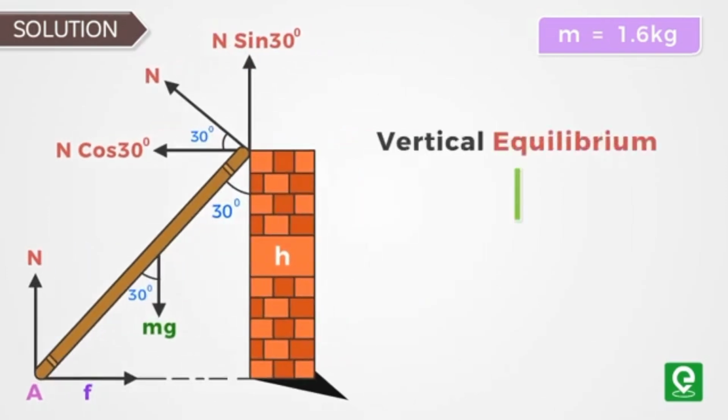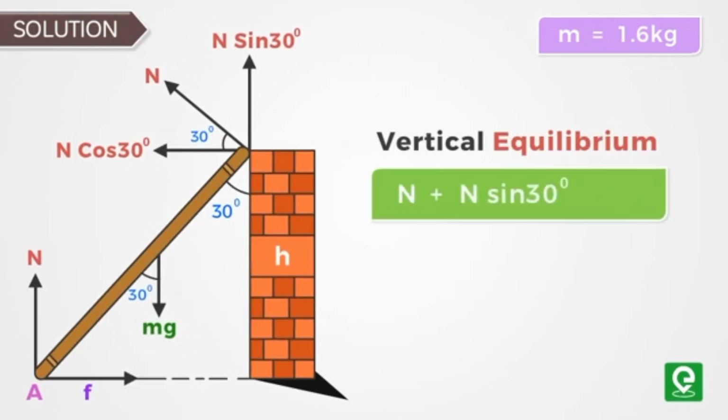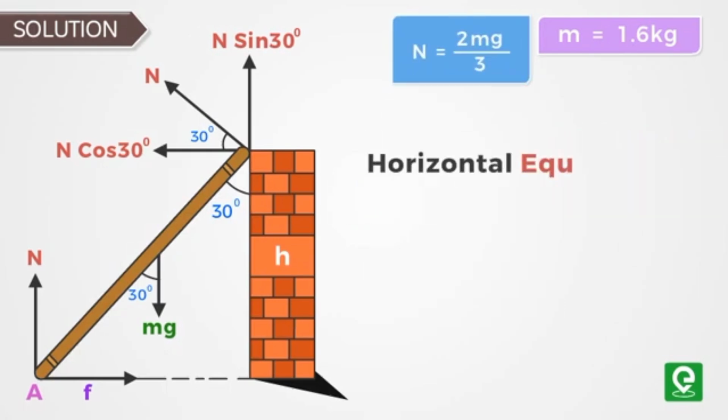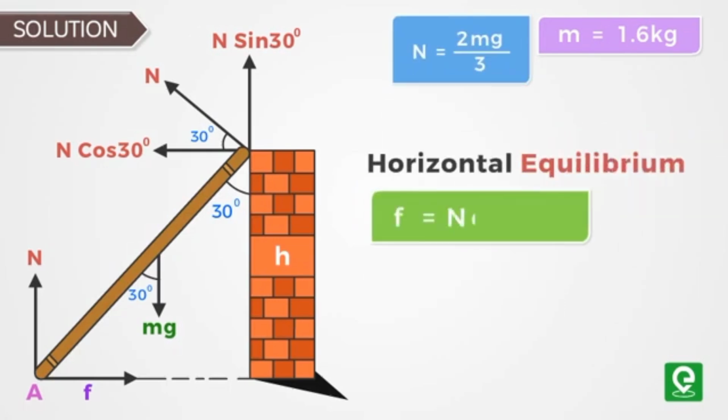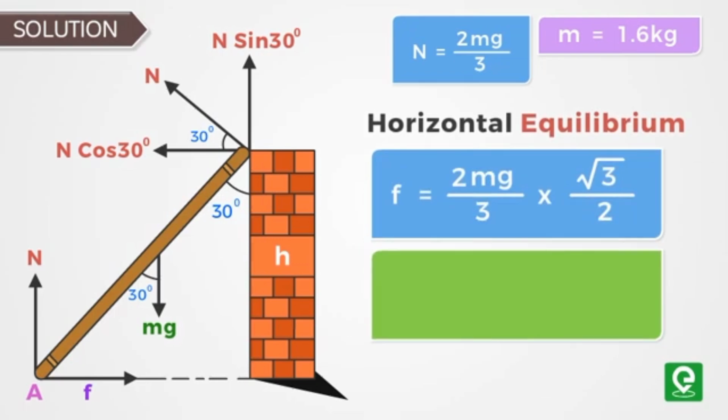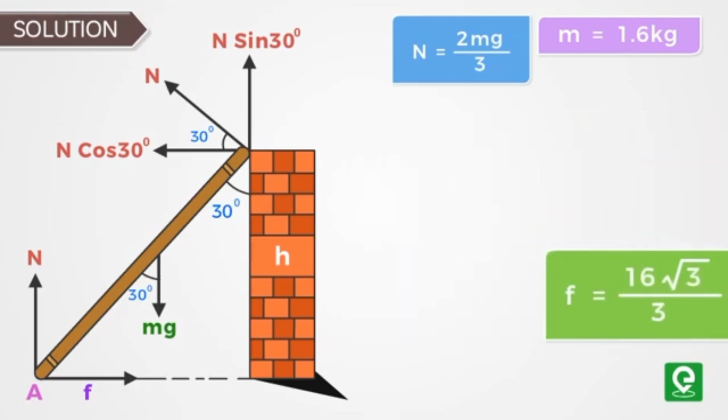By vertical equilibrium, N plus N sin 30 degrees equals mg. This implies normal reaction equals 2 mg by 3. By horizontal equilibrium, frictional force equals N cos 30 degrees. This implies frictional force equals 2 mg by 3 into root 3 by 2. On substituting the value of mass and gravity, we get frictional force equal to 16 root 3 by 3 Newton.